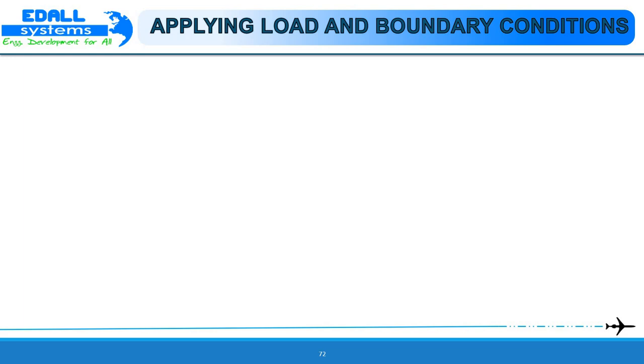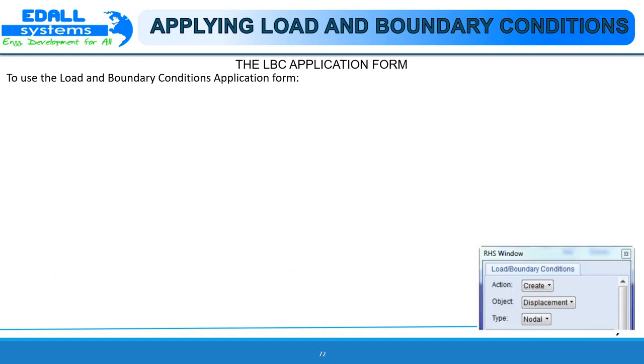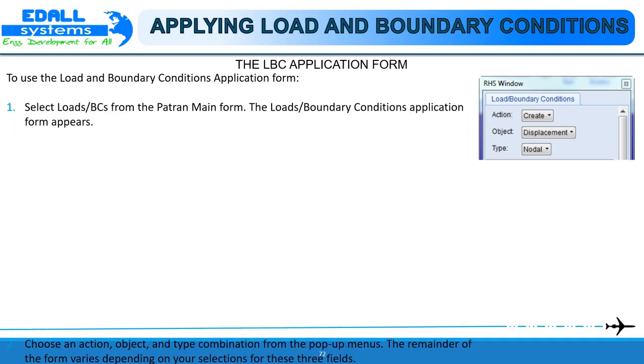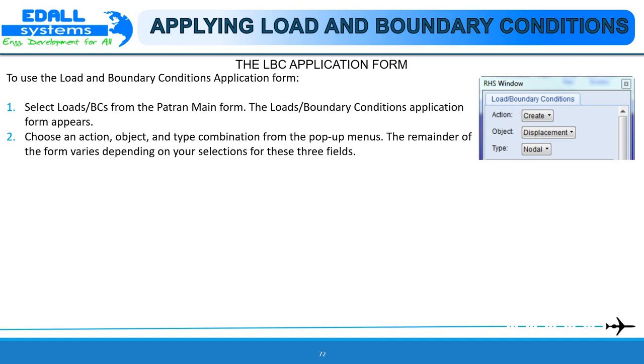You can apply these sets to geometric entities or FEM entities as defined in the select application region subform. The LBC application form. The LBC application form is where you define the load and boundary condition for your model. Using the application form, you can create, modify, delete, and show a range of load and boundary condition data. To use the load and boundary condition application form, follow the steps given here and pause the video.